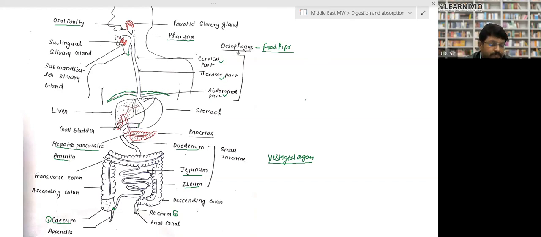If you want to note, please note it down. Put a heading, vestigial organs. Vestigial organs are those organs which were functional in our ancestors, but they are useless in our body.